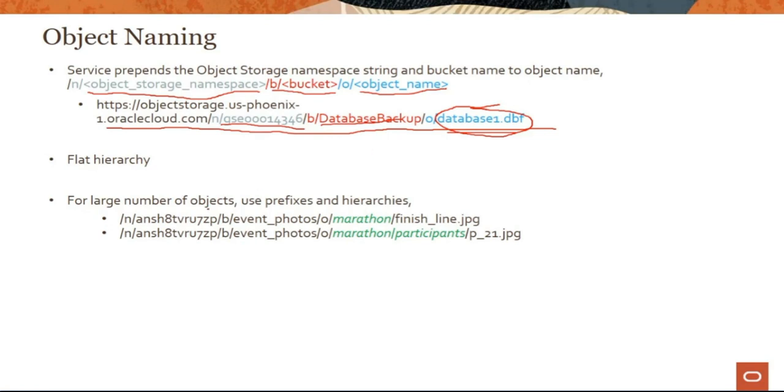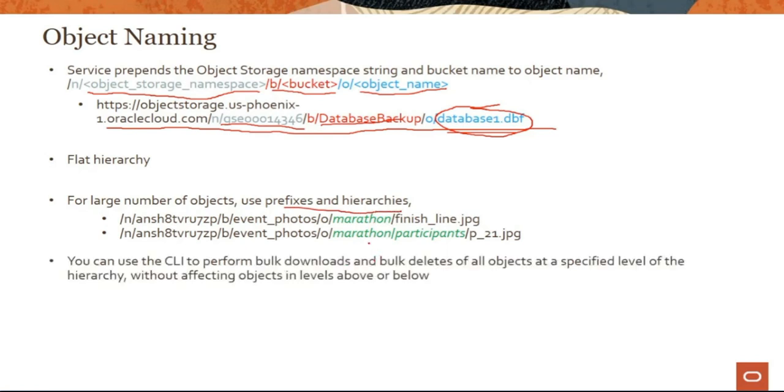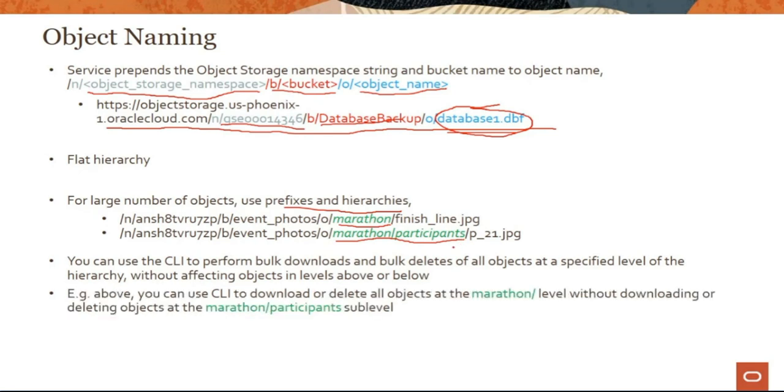So for large number of objects where you might have similar objects, you can use prefixes and hierarchies, right? So what do we mean by that? If you look at this example here, there is a prefix at marathon, and there's another prefix which says marathon slash participants. So you actually get two different prefixes here. Now you can use CLI to perform bulk downloads and bulk delete of all objects at a specified level of the hierarchy without affecting objects in levels above or below.